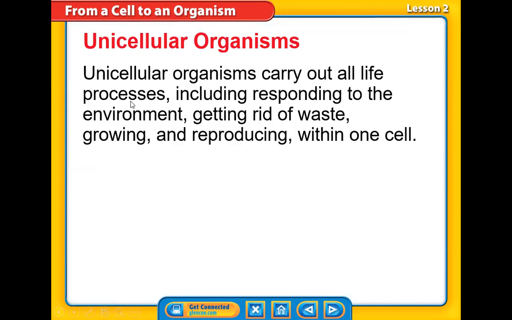Simply, the word unicellular: uni means one, cellular means cell, so it's a single-cell organism, which means it's a living organism made up of just one cell, and this cell is carrying out all the biological functions. It does all the processes: respiration, excretion, growth, even reproduction. Everything is done inside this cell. That's why we call it a unicellular organism.